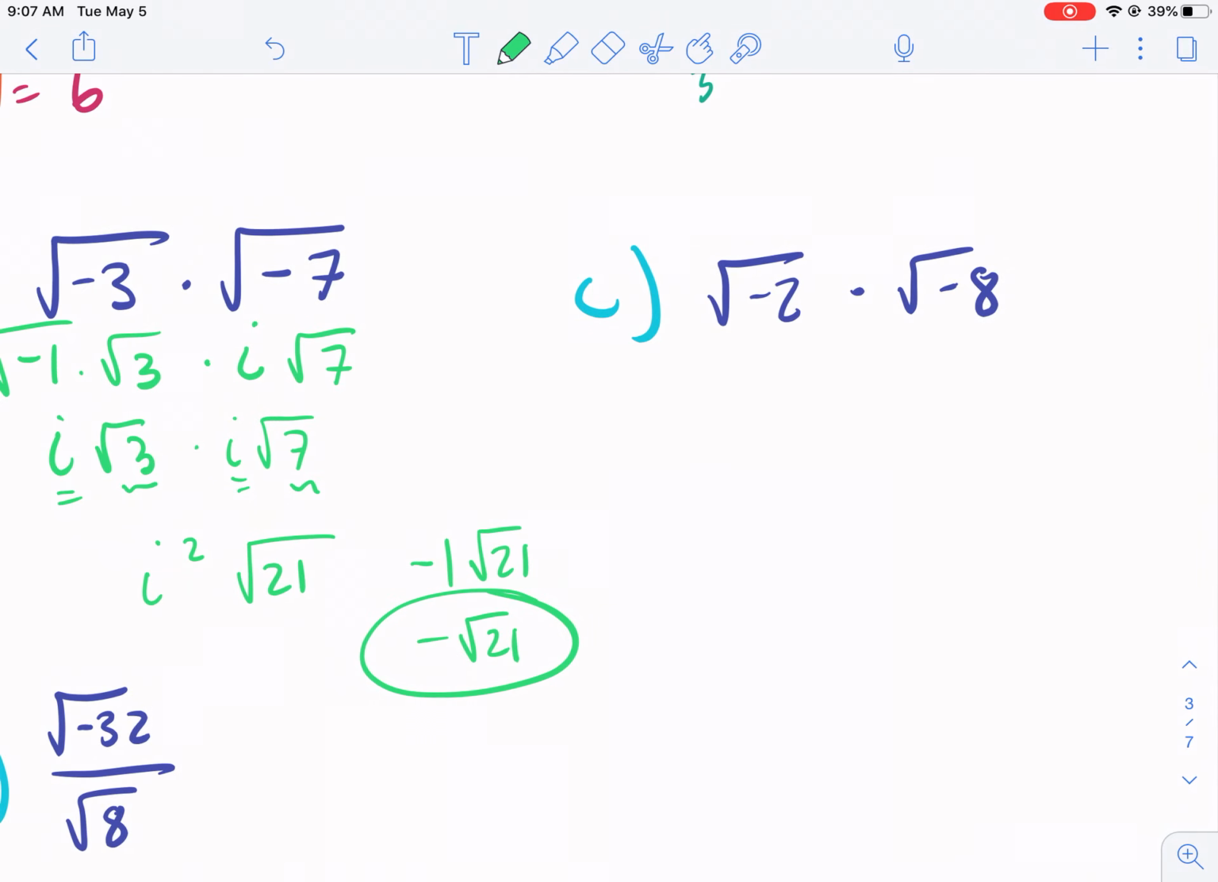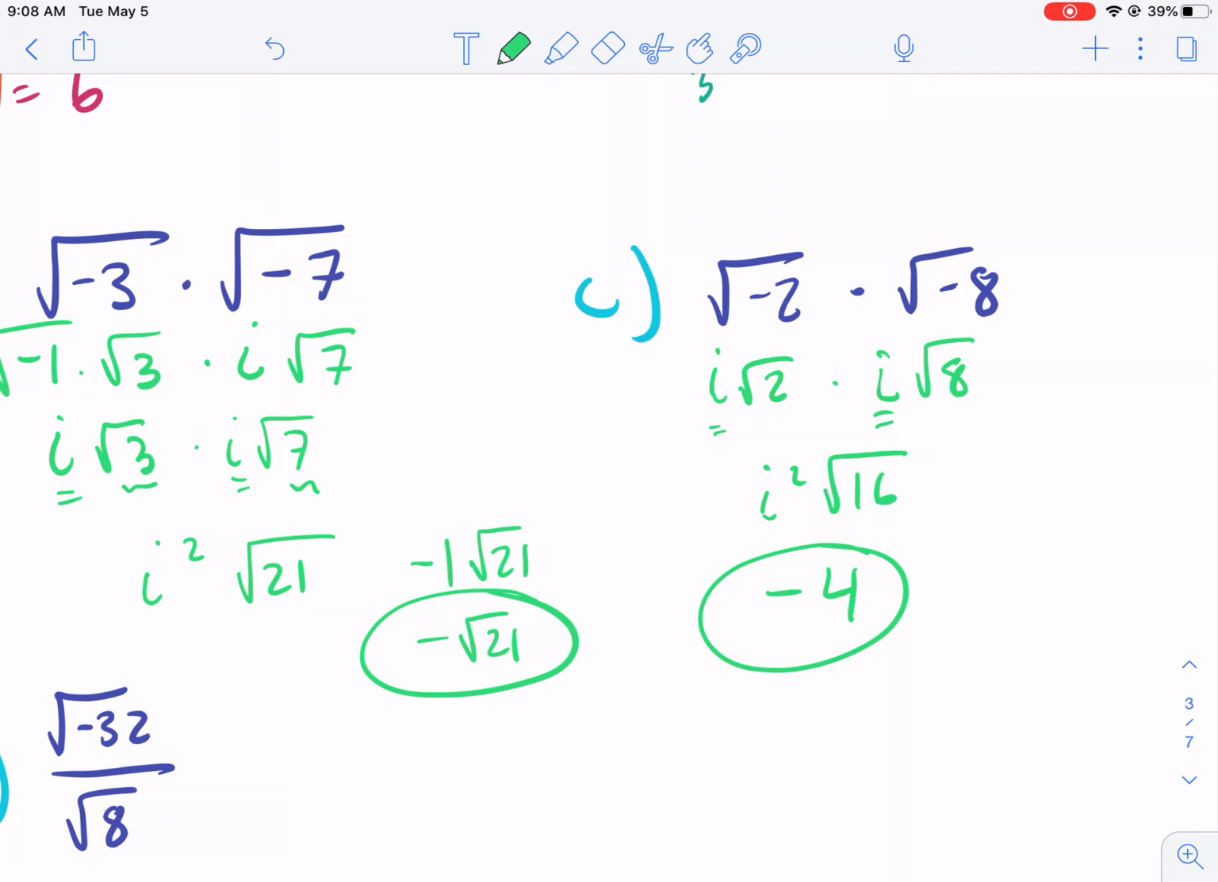Okay, so we're going to split this up. Again, I'm going to take my shortcut this time. So I'm going to take i square root of 2, i square root of 8. i times i gives me i squared. I can multiply the radicals underneath, I get square root of 16. i squared I know is negative 1. Square root of 16 I know is 4. And there's my answer.